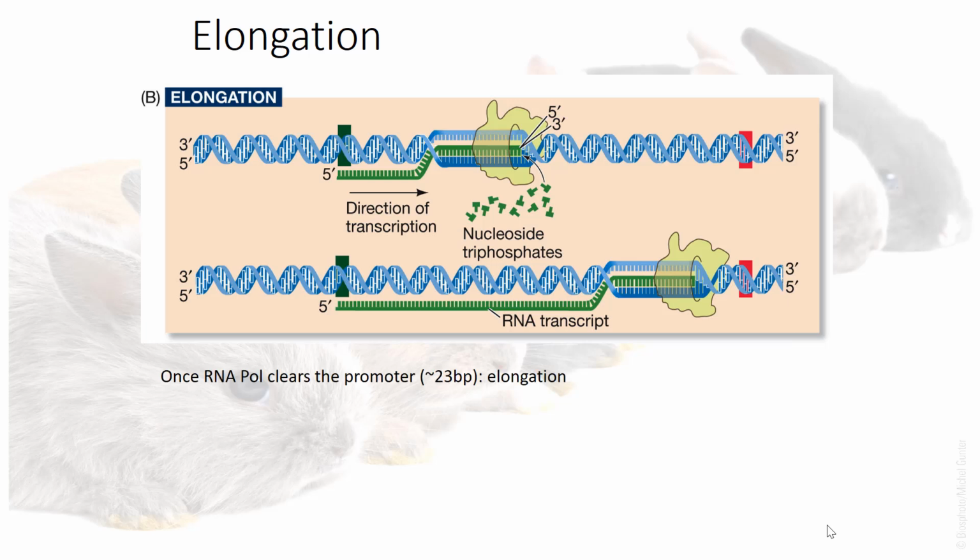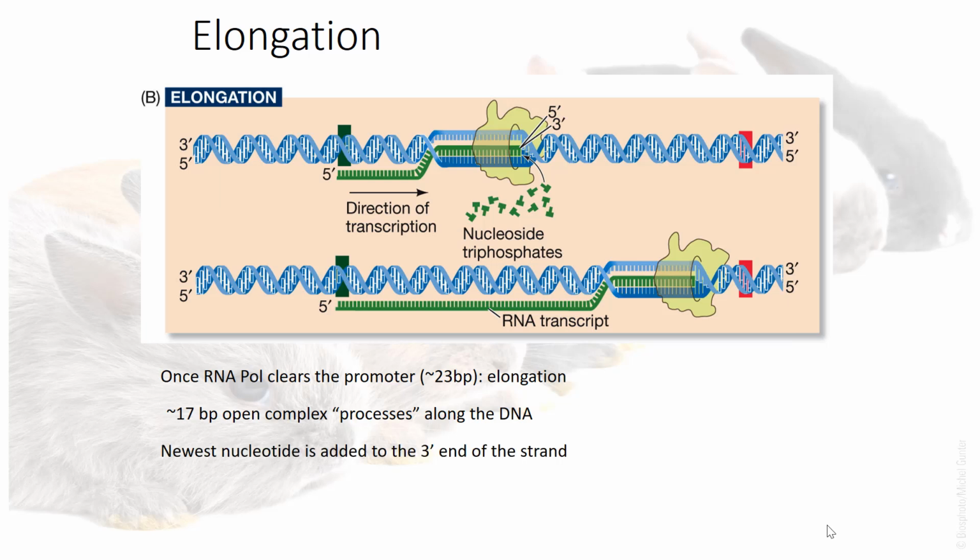Once RNA polymerase has fully cleared the promoter region, about 23 base pairs upstream from the focal site, the gene, from there it just moves along the DNA, reading the template strand and writing a complementary RNA strand. So the newest nucleotide is always added at the 3' end. Like DNA polymerase, RNA polymerase can only write in the 5' to 3' direction. That's an important thing to keep in mind as we move forward.